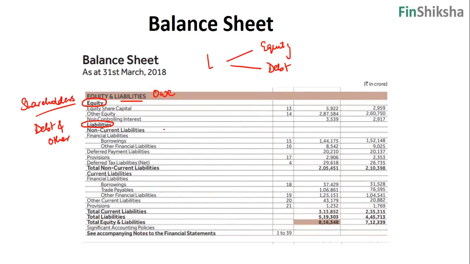Again, within liabilities, you will see the longer term liabilities and the shorter term liabilities. Once again, the broad definition is greater than 1 year and less than 1 year. So if I take a loan for 5 years, that's a long-term financial liability or borrowing. If I take a loan for 6 months, that's a short-term financial liability or borrowing, right? So that's how they classify these statements.